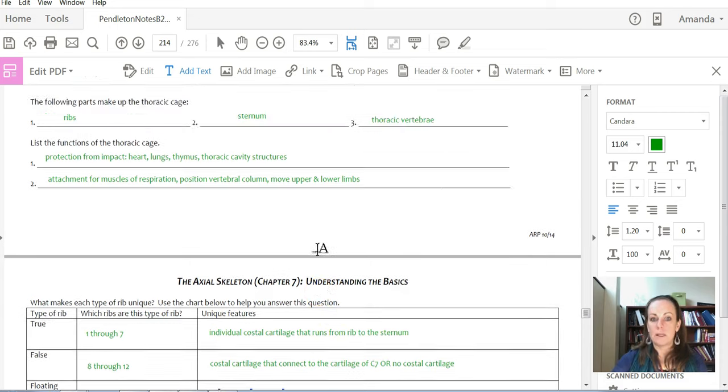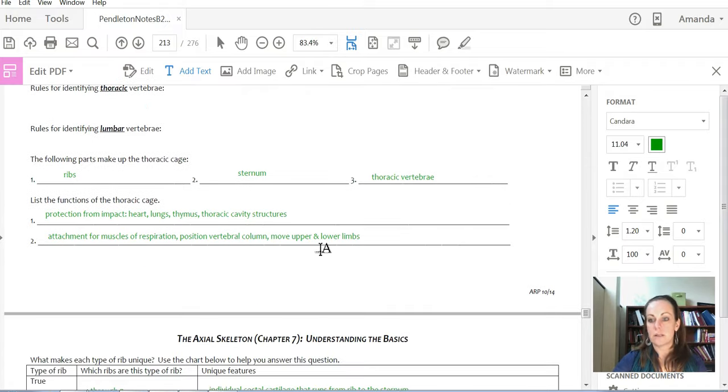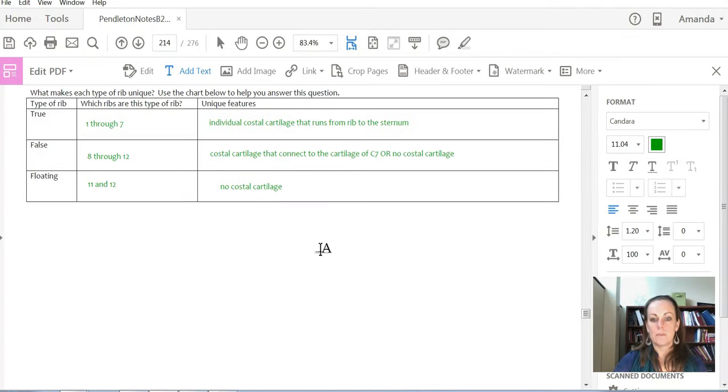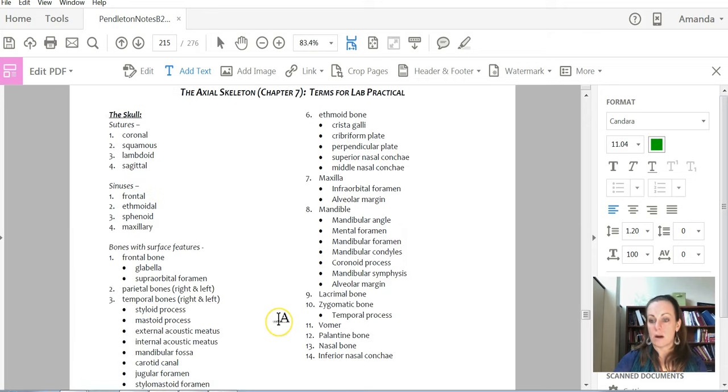So I believe that this should take you through the axial skeleton. And again, don't forget about the other videos that are available through the earlier parts to help you learn these different bones, these different surface features, and where they are located. Please definitely feel free to email your instructor with any questions.